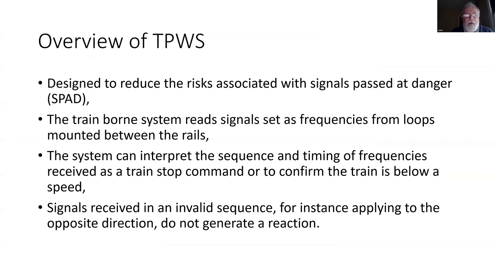So what about TPWS? Well, there was a number of issues where drivers were passing signals at danger and getting to the point of a conflict. And so people were considering the risk of overruns. And they were looking for systems to manage that risk, to intervene in the event that the driver was failing to respond to the cautionary or red signals.